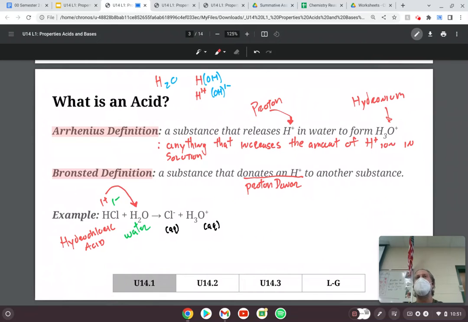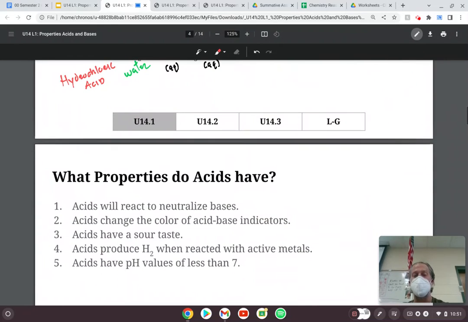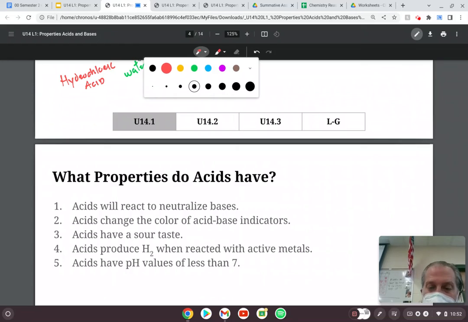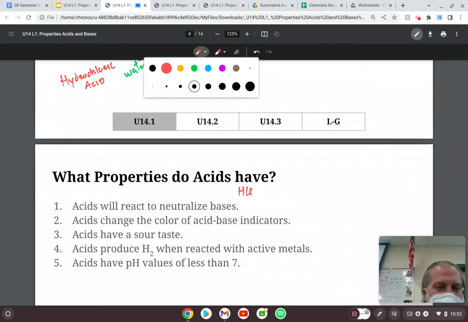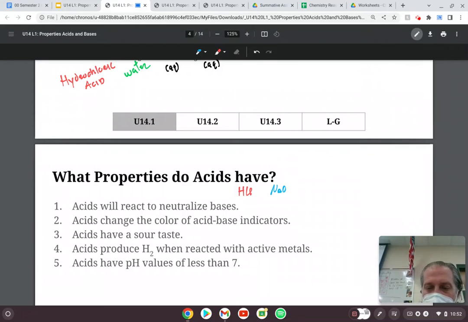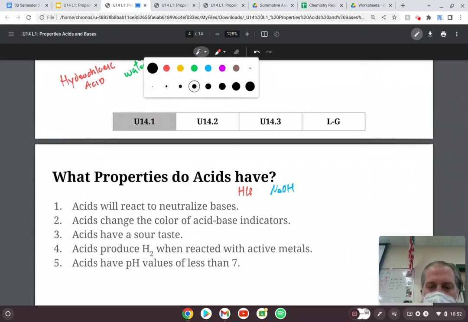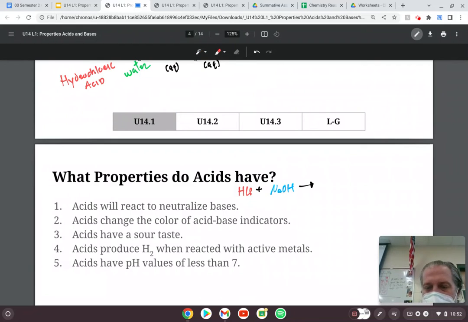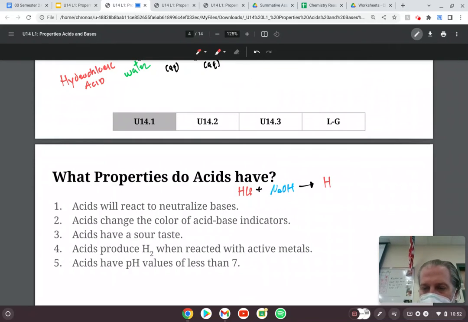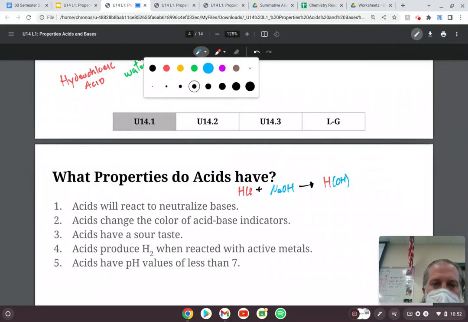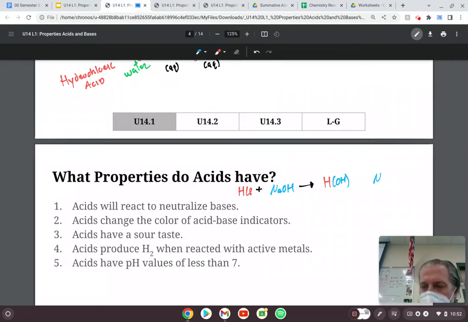All acids have some similar properties. Acids will react to neutralize bases. So if I told you that an acid like HCl reacts with a base like NaOH, and hopefully you can identify this to be a sort of double replacement reaction, what you might think is going to happen here is we're going to make HOH and NaCl.